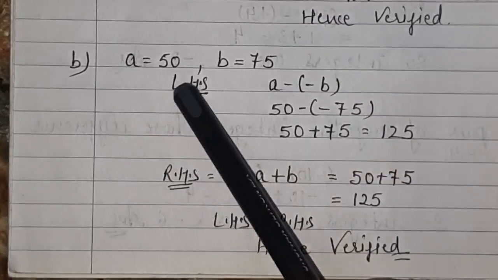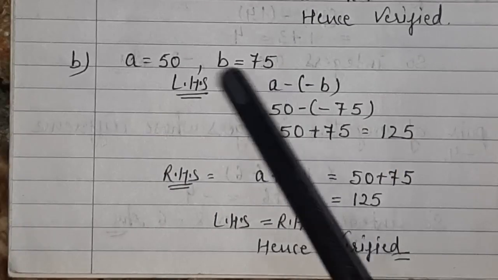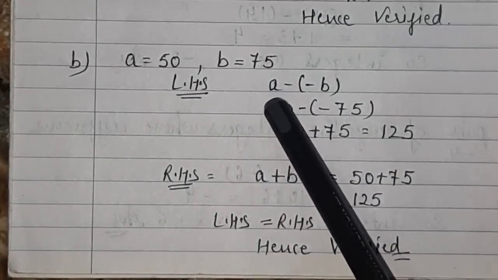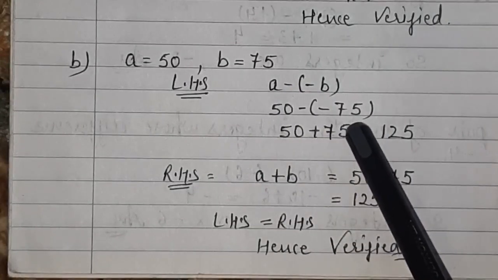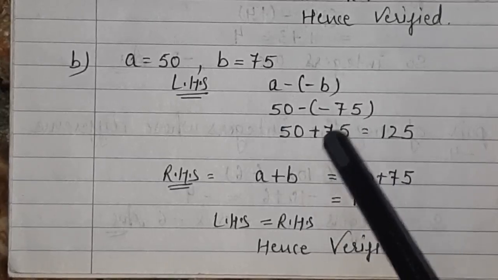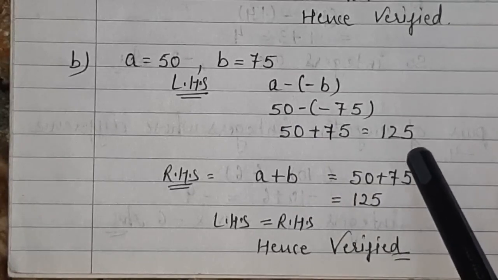Here A is given as 50, B is given as 75, right? Now first take the left hand side, A minus (minus B). Instead of A, put 50, and for B put 75. When you solve, 50 minus (minus 75), 50 plus 75 is equal to 125.